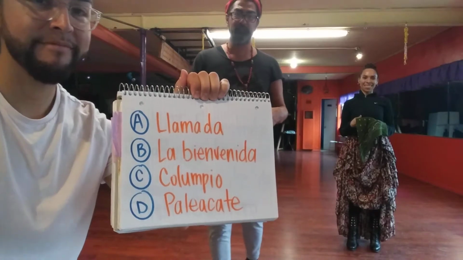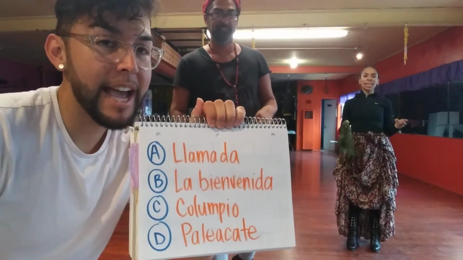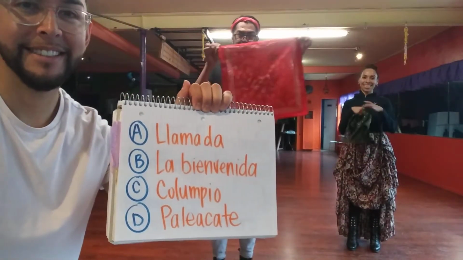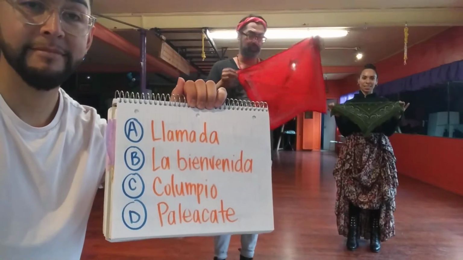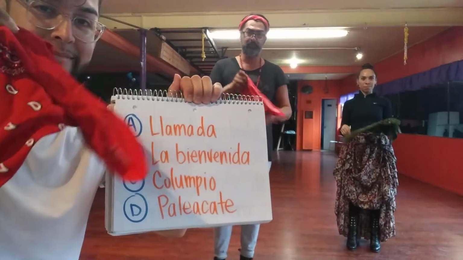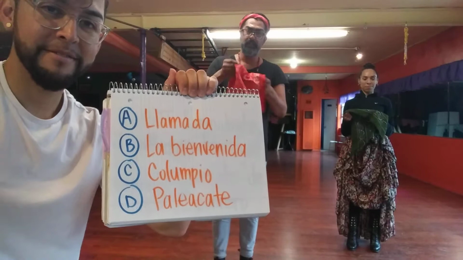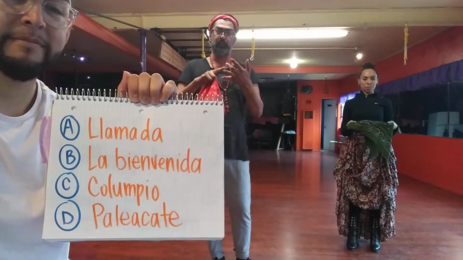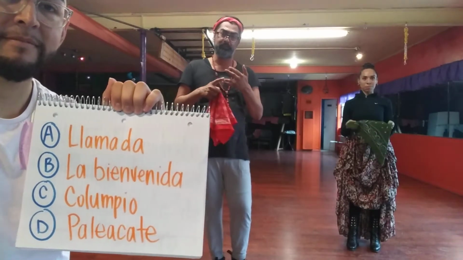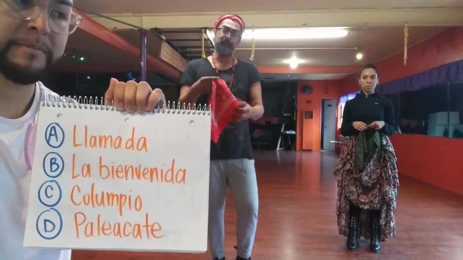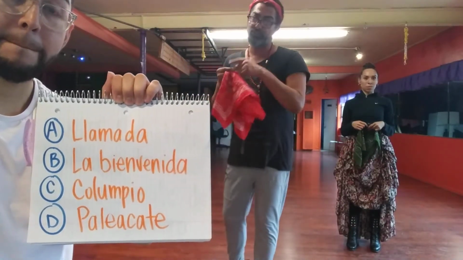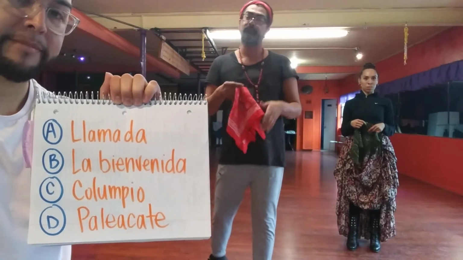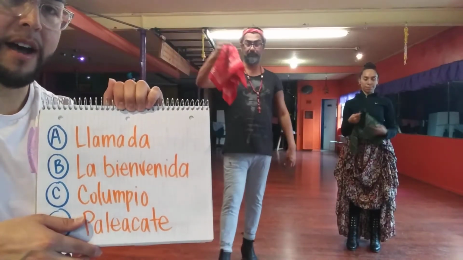So say that word for us, Paliacate. Paliacate. And that's what this is. It's a handkerchief or a pañuelo. If you have one, you can use it. If you don't have one, you can use a napkin, or a small towel. And if you don't have any of those, you can also use a shirt or a small tank top or something. A cloth would be preferable.